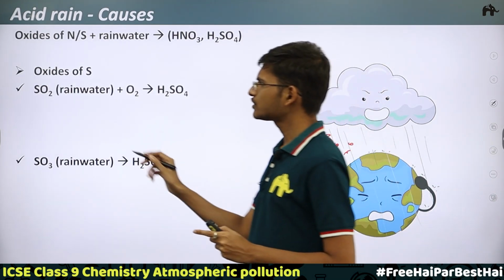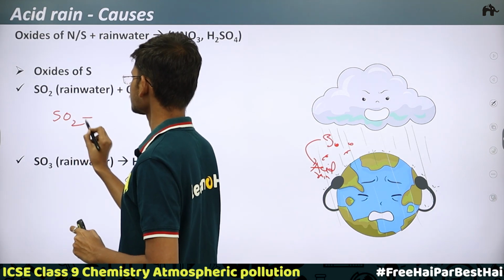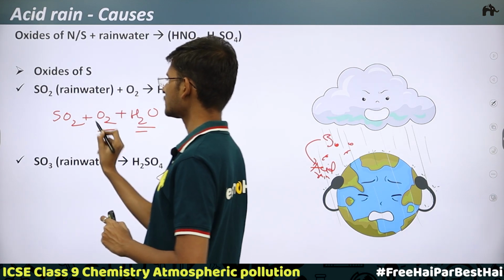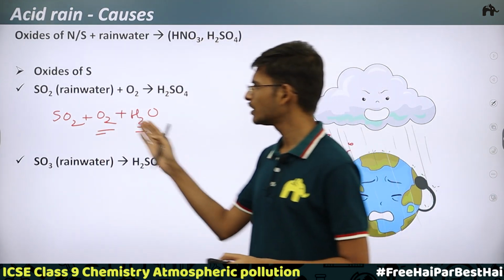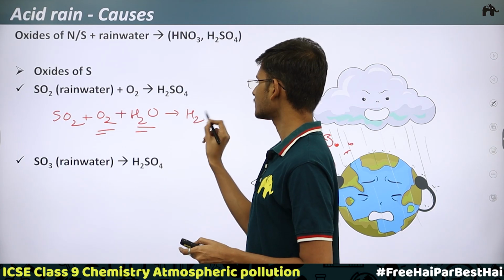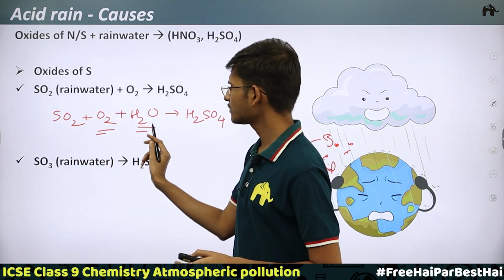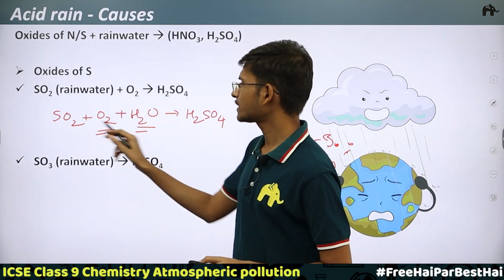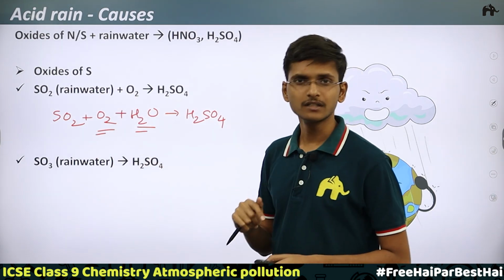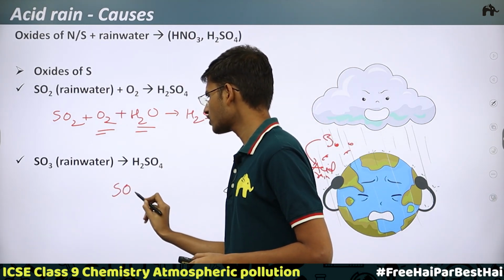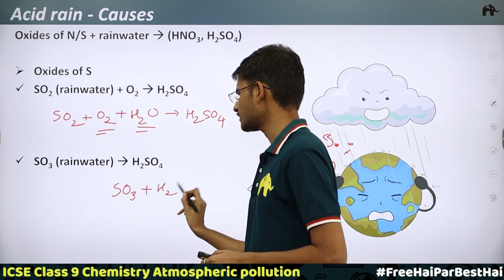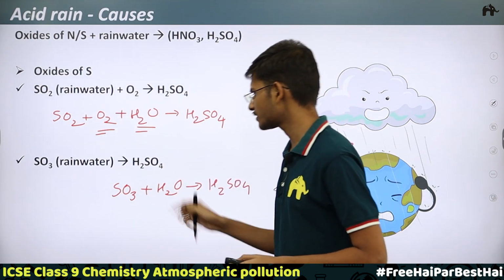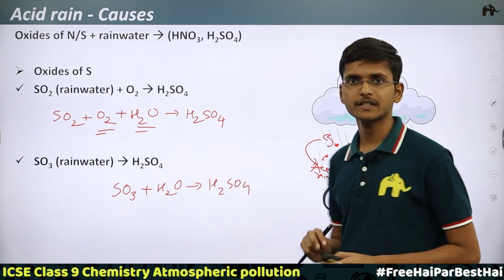Now let's see the reactions, how sulfur dioxide and sulfur trioxide combine with the rainwater and form sulfuric acid. So see, sulfur dioxide combines with the rainwater, that is water, but along with oxygen as well. It needs oxygen also, and then it gets converted into sulfuric acid. So sulfur dioxide, oxygen, water, giving sulfuric acid. Similarly, sulfur trioxide, SO3, simply needs just the rainwater and it forms sulfuric acid. That's it. Sulfur trioxide, water, forms sulfuric acid.